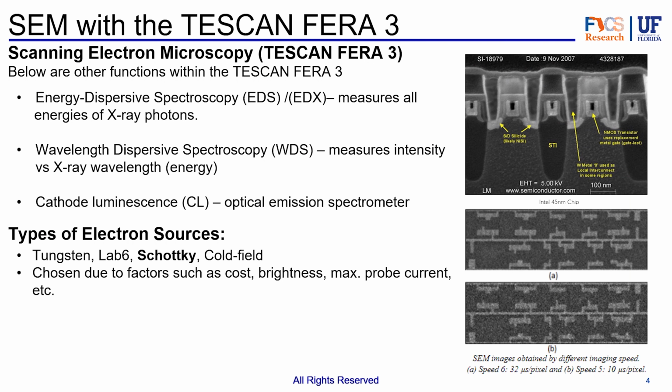So just to talk about the specific SEM that we use, the TESCAN FERA 3. This has three special instruments on it. You have the energy dispersive spectroscopy that measures all the energies of X-ray photons. You have the wavelength dispersive spectroscopy that measures the intensity versus X-ray wavelength, and then you have the cathodoluminescence, which is an optical emission spectrometer.